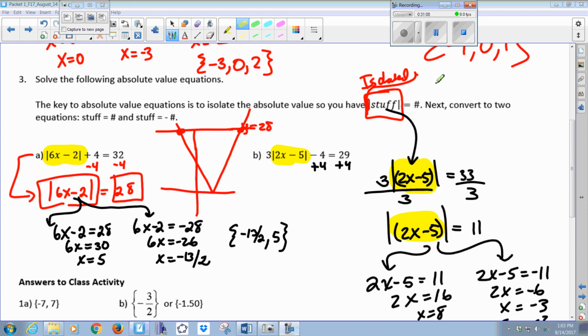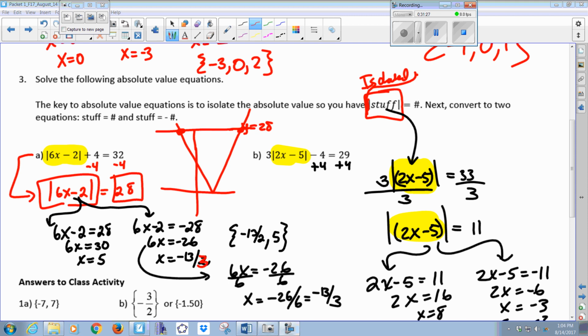Whoops, I just noticed that I made a mistake here, and I skipped a step. 6x equals negative 26. If I divide both sides by 6, I get x equals negative 26 over 6. And when I divide the numerator and denominator by 2, I get negative 13 over 3. So this should be a 3 here, negative 13 thirds.